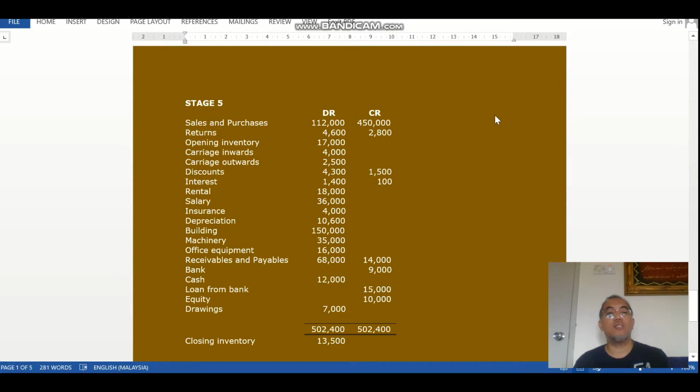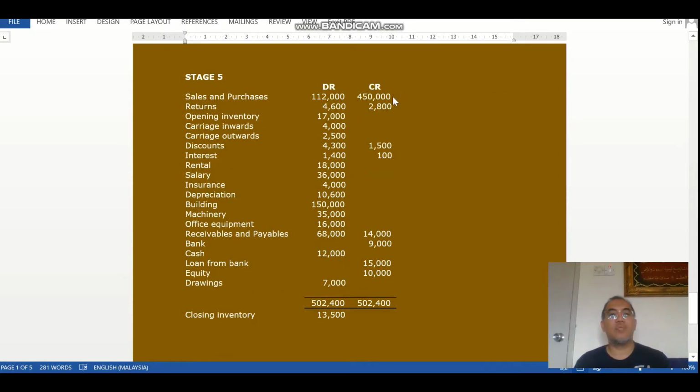Okay, this is the question, stage 5. Before this, I gave you the question where we had sales in one line and purchases in one line. In this stage 5, I'm giving you a trial balance where sales and purchases share the same line, but you should know that sales will always be at the credit side, while purchases will be at the debit side. The returns are also on the same line, but you need to know which one is returns inwards and which one is returns outwards.